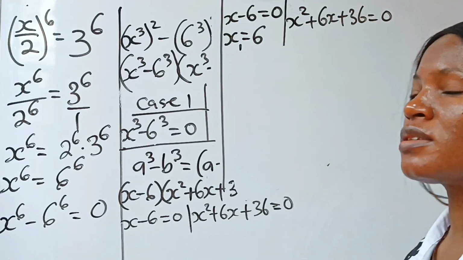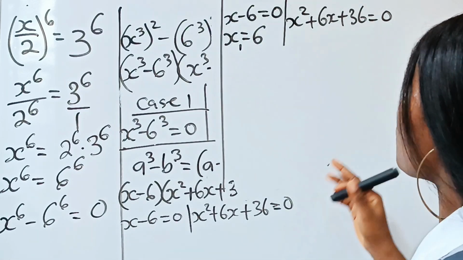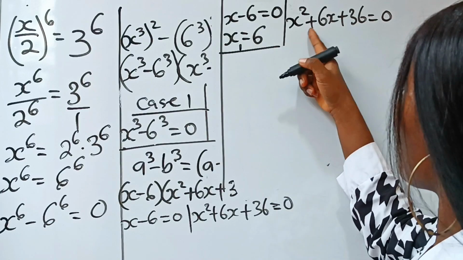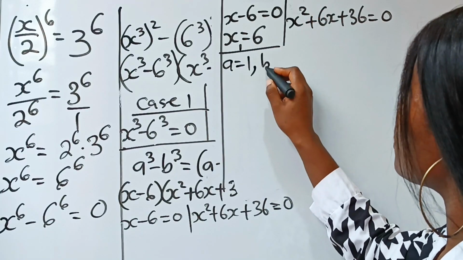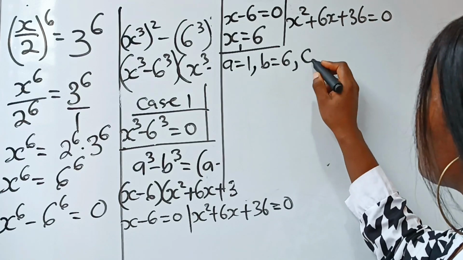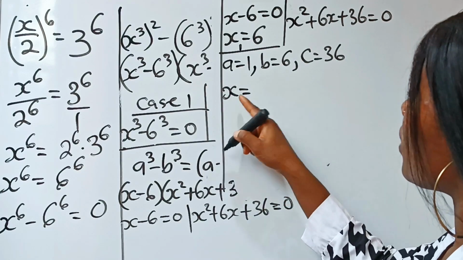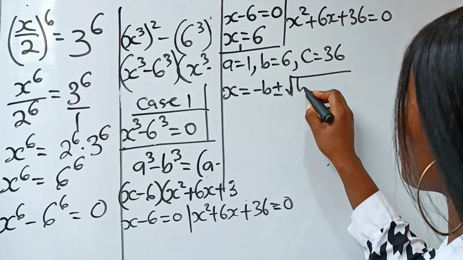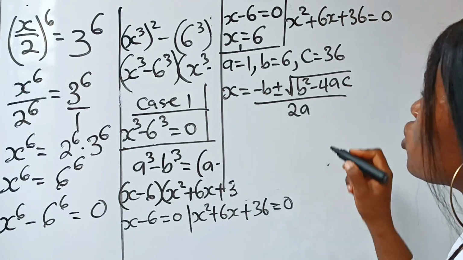Now we cannot solve this using factorization method. Therefore we are going to make use of the quadratic equation formula. Yes, here our a is equal to the coefficient of x squared, which is 1, our b is 6, and our c is 36. Okay, now the quadratic equation formula states that x is equal to minus b plus or minus square root of b squared minus 4ac, everything divided by 2a.